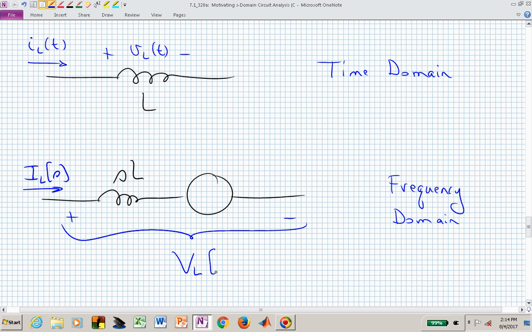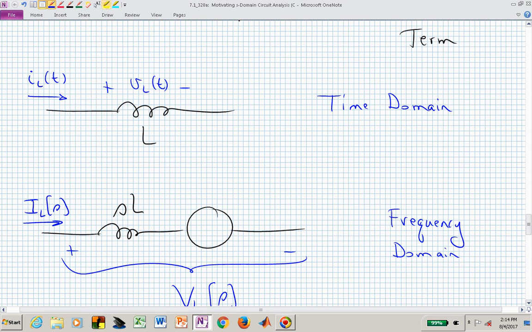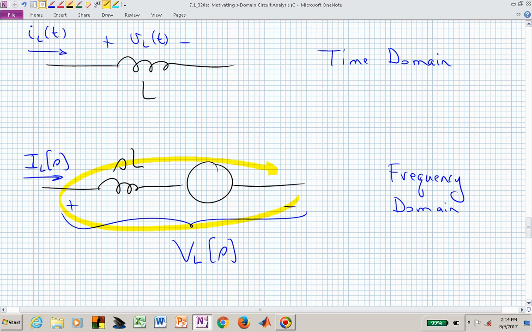And remember, this inductor voltage not only has to be associated with the impedance, but it also needs to accommodate the initial condition that might be present on that inductor, and that initial condition is incorporated from the current of that inductor. Again, if we now apply a KVL around this particular path, then doing that, we would see that we have now minus V sub L plus SL times I sub L of S.